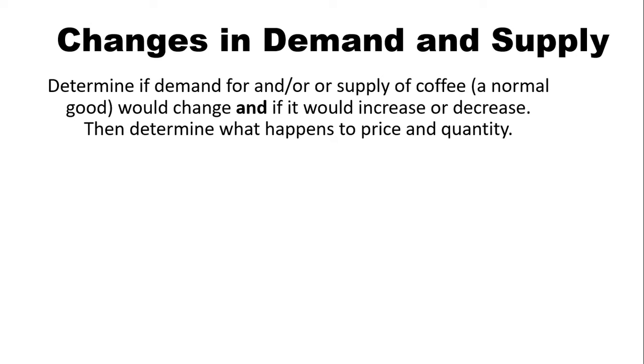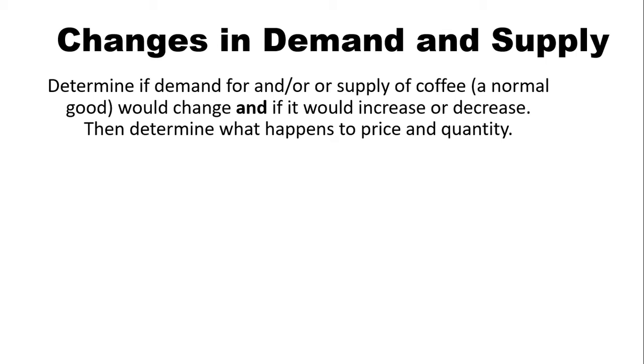What we want to be able to do is see a scenario in which something is going to change either demand or supply. And then we want to take that information and figure out what's going to happen to that demand or the supply and what is going to happen to price and quantity. So the end result we want to figure out is what's going to happen to price and quantity. So we're going to do some examples here talking about coffee. We're going to say coffee is a normal good.